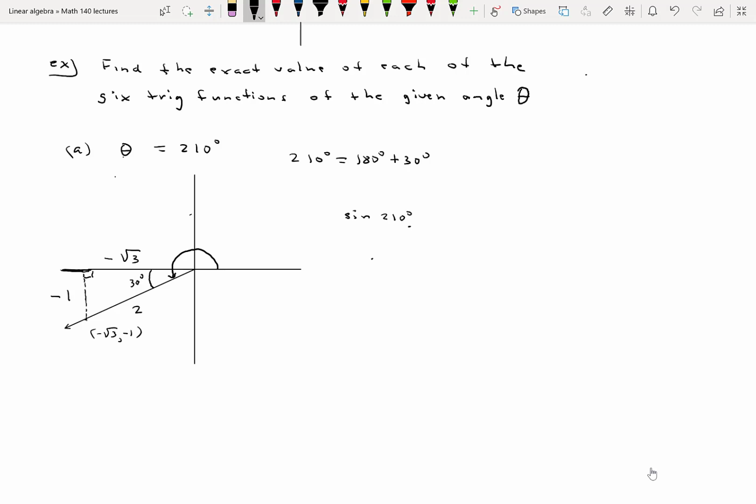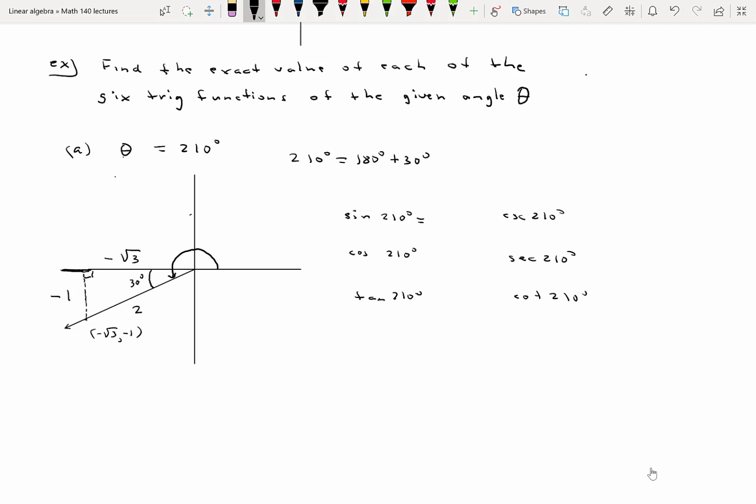So I want the sine, the cosine, the tangent, the cosecant, the secant, and the cotangent of 210 degrees. Okay. Well, since I have my drawing, it's a piece of cake. With my drawing, this is not an issue. This is not a problem at all.